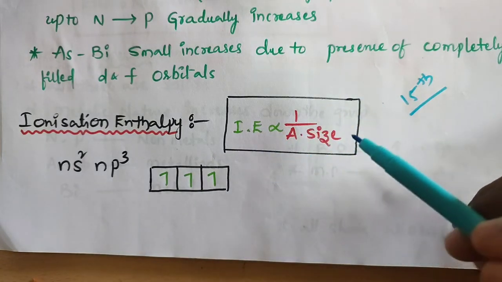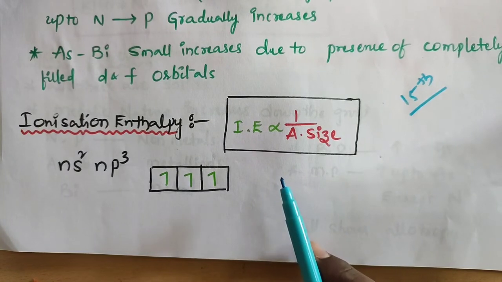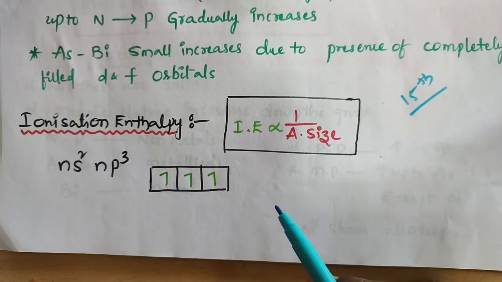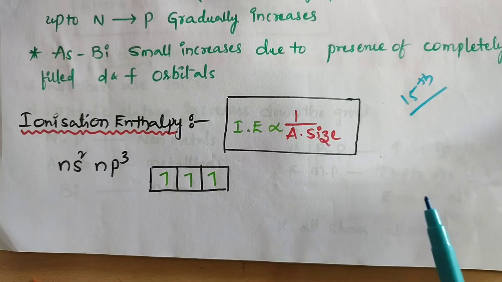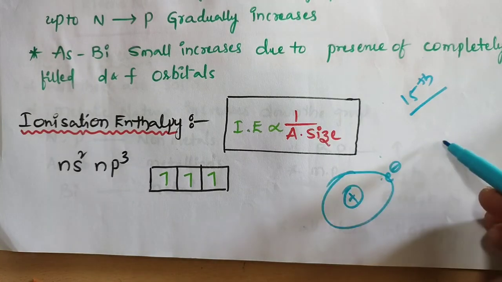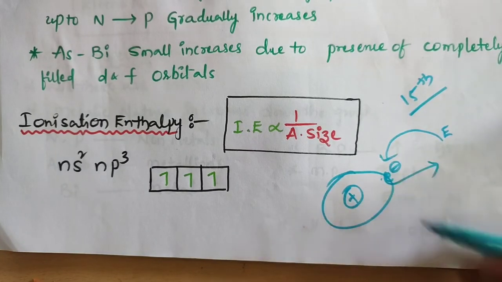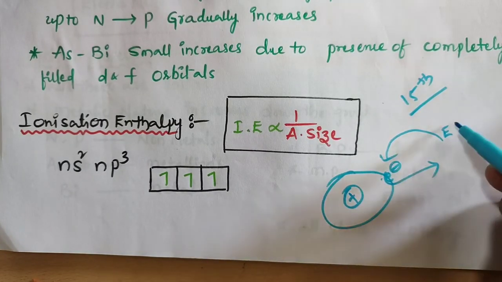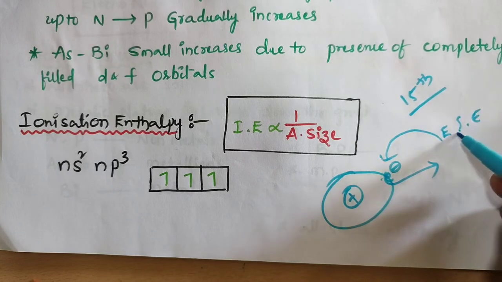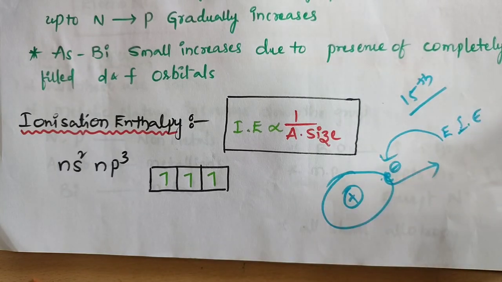Why is this relation present? What is meant by ionization enthalpy? The amount of energy required to remove an electron from the outermost orbit. We apply some energy to remove this electron. That is called IE, ionization enthalpy or ionization energy.